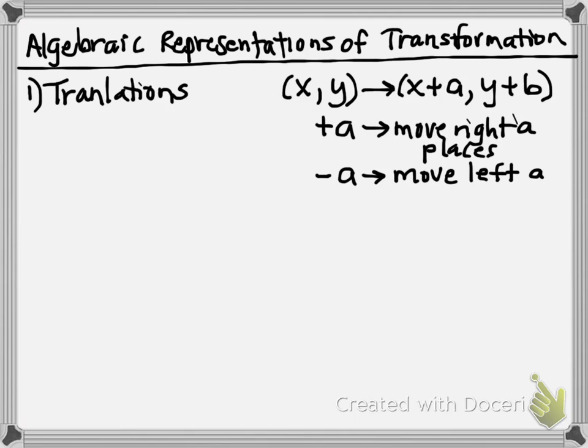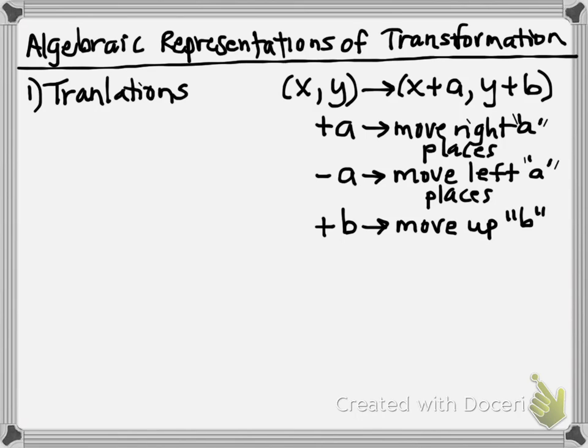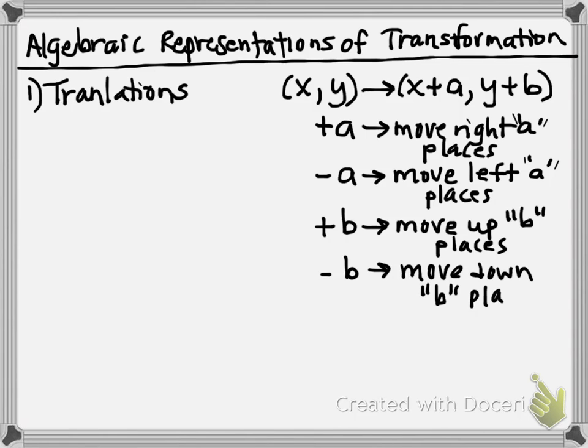And again, A, and I'll put A in quotations, places. Okay? If you have a positive B, what direction are you moving? Okay, you're going to move up B places. And if you have a negative B, how are you going to move? If you have a negative B, you're going to move down B places. So sometimes they just make you do one.